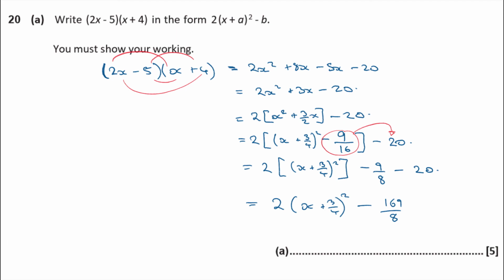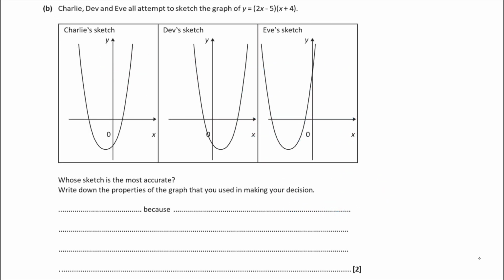It's not very nice, but that's it. 2 lots of x plus 3/4 all squared, so that's 2 lots of x plus 3/4 all squared minus 169/8.